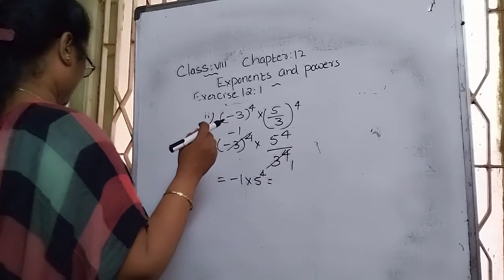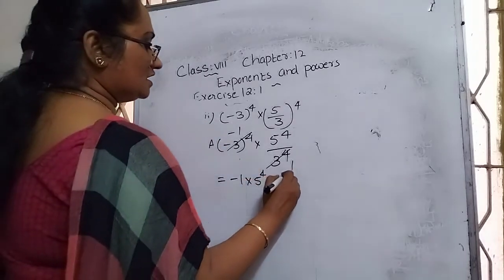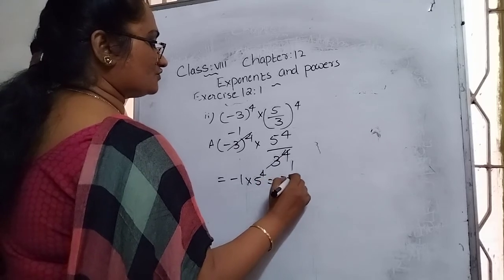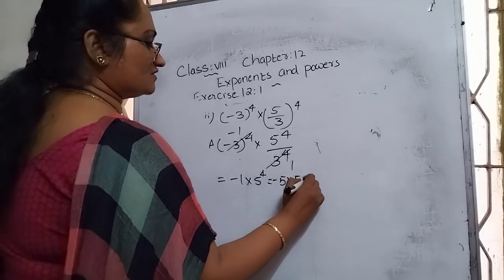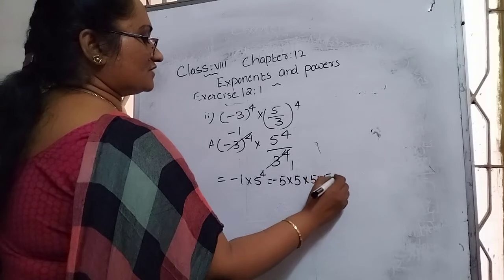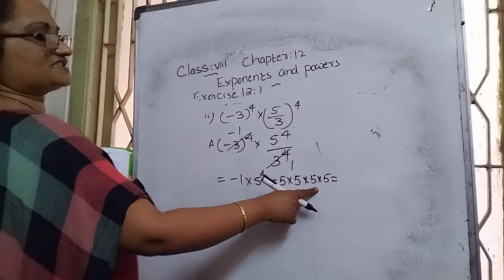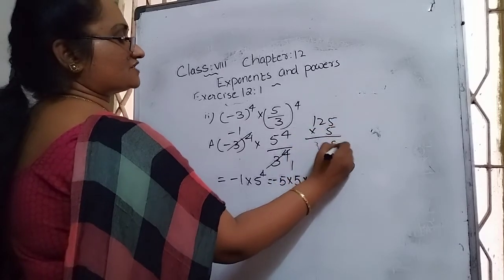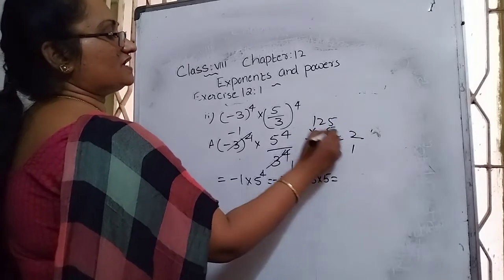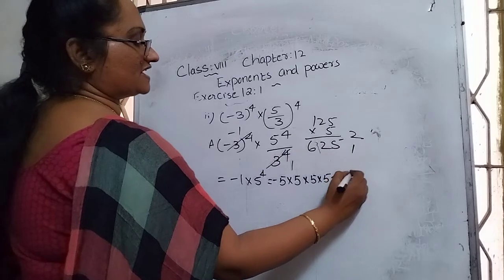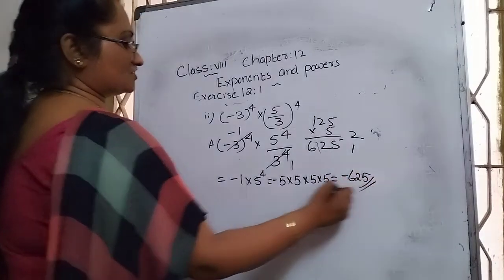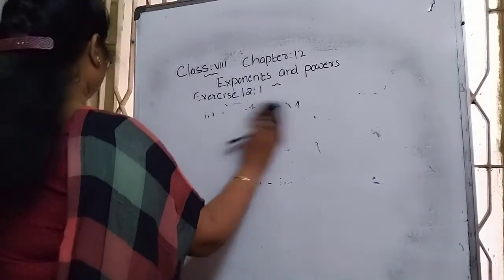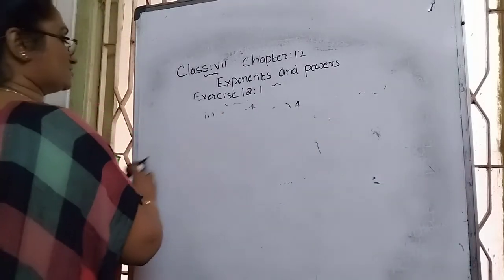5 raised to 4: how much will it come to? 5 is multiplied how many times? 4 times. Minus 1 into 5 into 5 into 5 into 5. 5 5s are 25. 25 5s are 125. 125 into 5: 5 5s are 25, then 625. Minus 625 we will get. That is the meaning of this question. Then next question, we go through the third question.